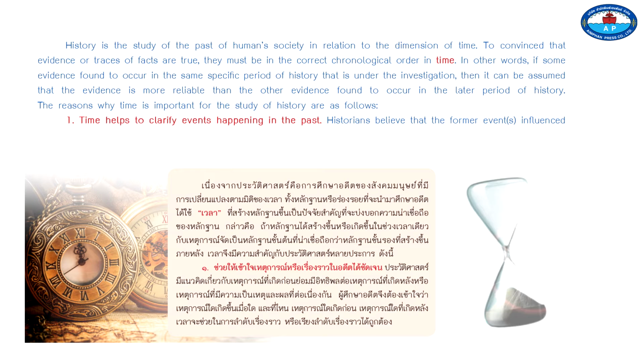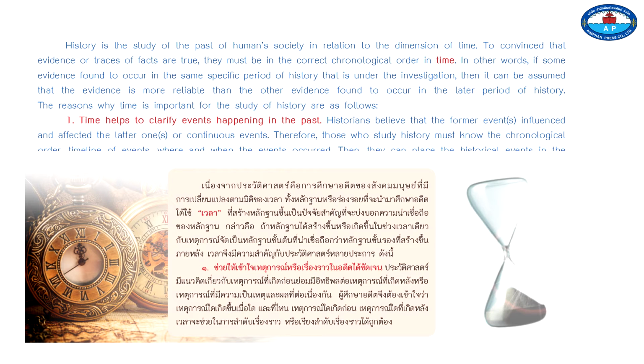1. Time helps to clarify events happening in the past. Historians believe that the former events influenced and affected the latter ones, or continuous events. Therefore, those who study history must know the chronological order, timeline of events, where and when the events occurred.